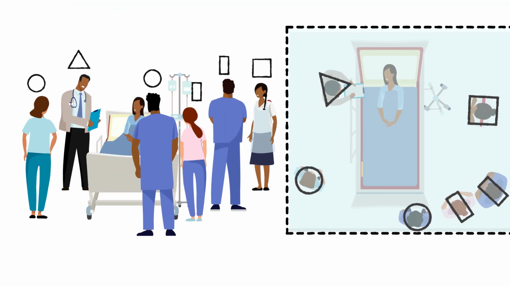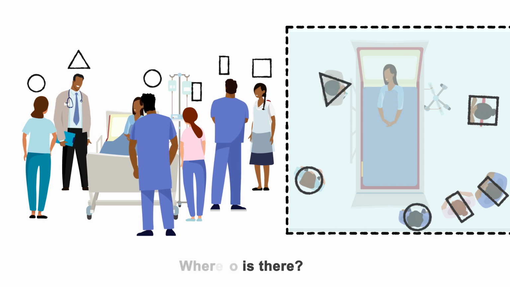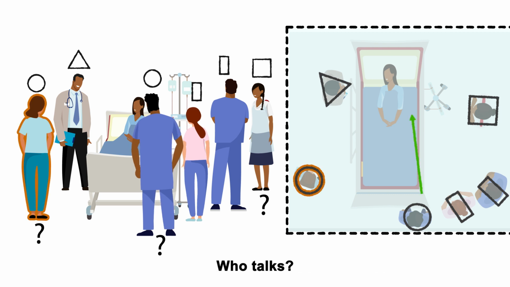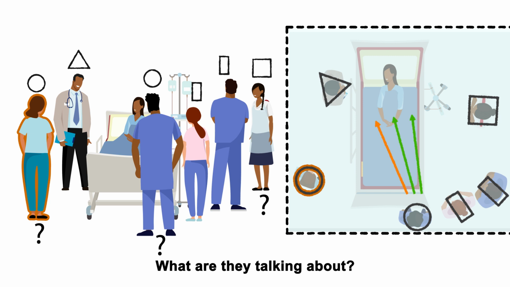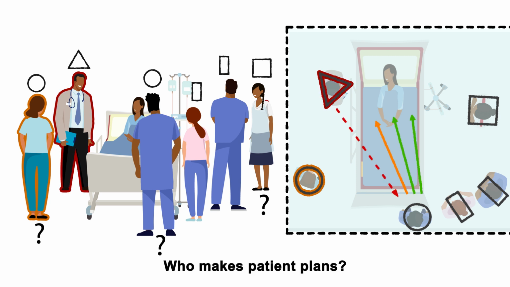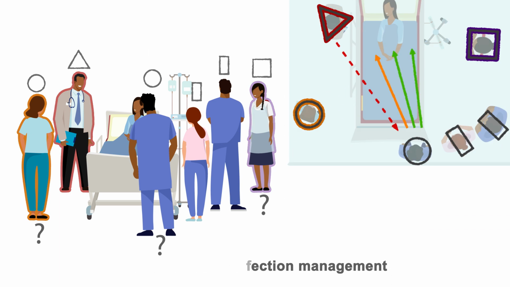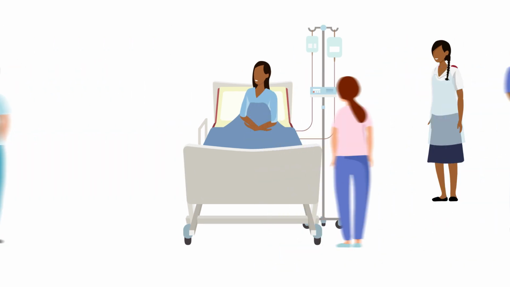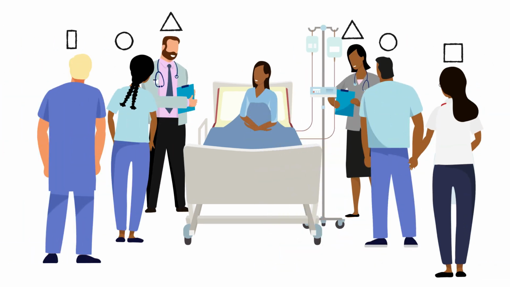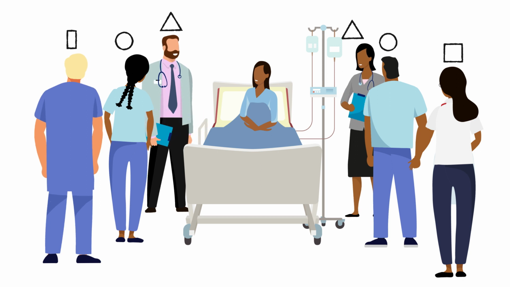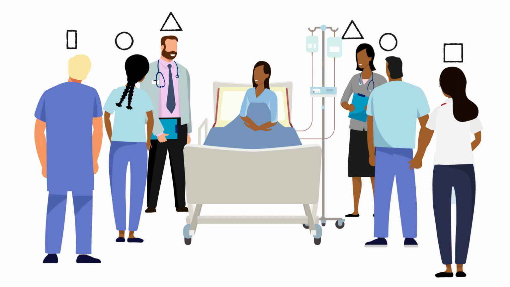This sociogram from a patient handover helps to visualize and question: Who is there? Where do they stand? Do they have a role in infection management? Who talks? What are they talking about? Who are they talking to? Who makes patient plans? Who are these plans directed at? And most importantly, the implications on infection management. This shorthand visualization enabled communication and dynamics to be captured across surgical teams in a tertiary hospital, especially in relation to infection management and antibiotic use.